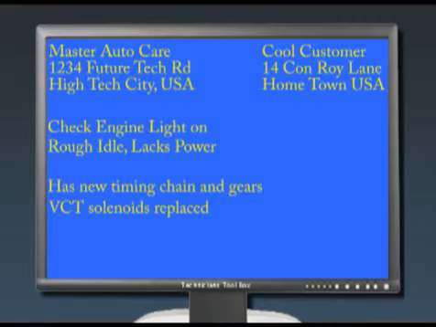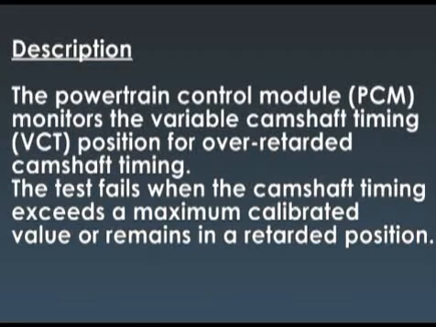just started running bad. Technician grabs a scan tool, runs out to the truck, and retrieves the trouble code. He's got a P0012 and a P0022, intake camshaft position timing over-retarded, bank 1 and bank 2. The description of this code is that the powertrain control module monitors the variable camshaft timing position for over-retarded camshaft timing. The test fails when the camshaft timing exceeds a maximum calibrated value or remains in a retarded position.